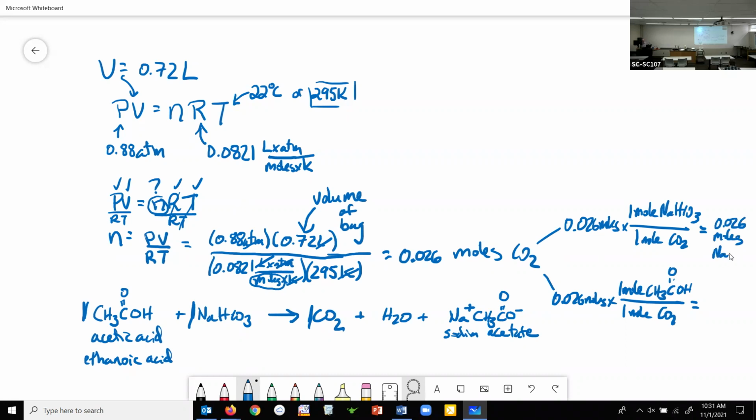But yes, mathematically, what it means is we need the same number of moles of baking soda and the same number of moles of the acetic acid to fill this bag. Now, again, remember, these numbers will be different if you've got a different bag, because you'll need a different amount of carbon dioxide. Therefore, you'll need a different amount of baking soda and a different amount of vinegar. Question so far?